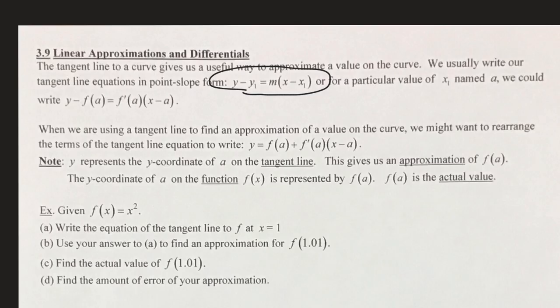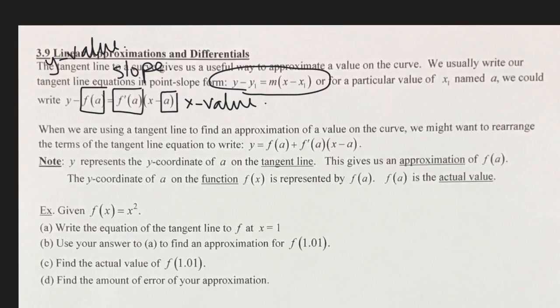So there are three things that we need to know. Number one, what is the x value from your problem? We're always going to have some type of x value. Then we're going to have the slope. The slope of our line is found by finding the derivative and evaluating it at that point. And the third thing we need is the y value for your given x value. Those are the three parts that we need to write the equation of any tangent line.